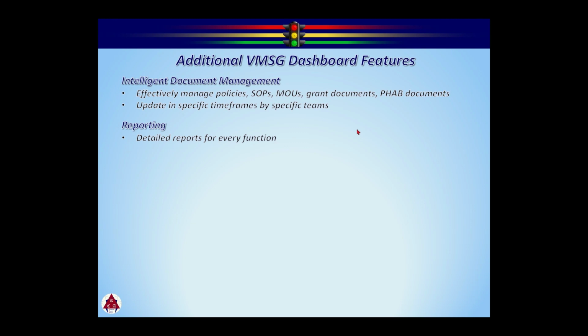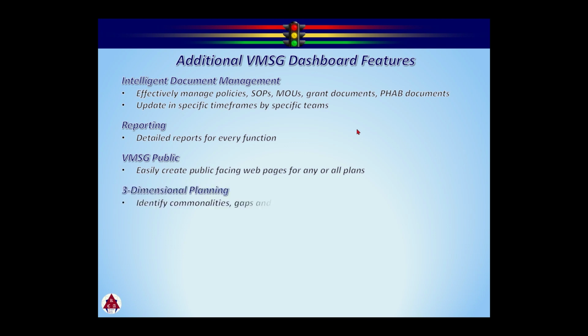Bunches and bunches of reports in the performance monitoring training. We'll go through all the reports. VMSG Public, as I mentioned, is an interactive way to simply create public-facing web pages around anything in the system. So how's your strategic plan performing? How's your accreditation plan performing? All of that you can do very easily.